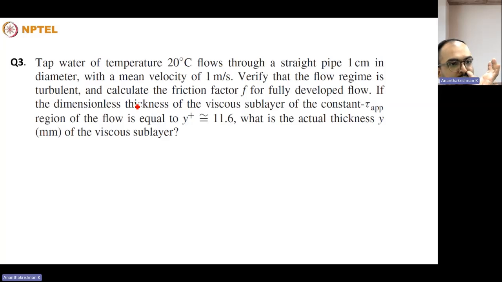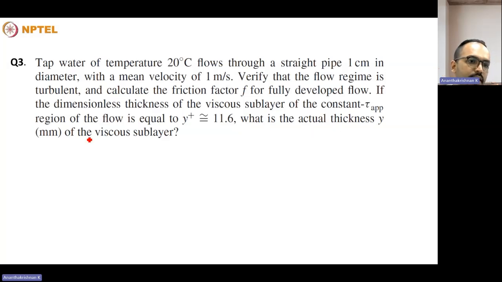Tap water at 20 degrees Celsius flows through a straight pipe 1 centimeter in diameter with a mean velocity of 1 meter per second. Verify that the flow regime is turbulent and calculate the friction factor for fully developed flow. If the dimensionless thickness of the viscous layer of the constant shear stress region of the flow is equal to y plus equal to 11.6, what is the actual thickness y of the viscous sublayer?